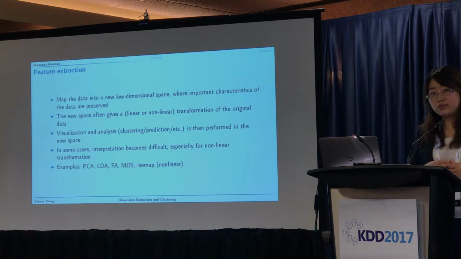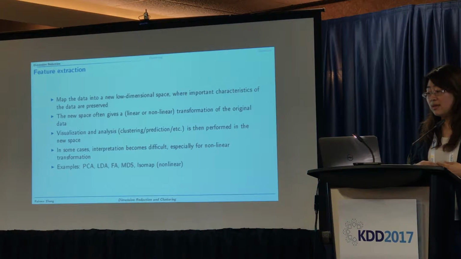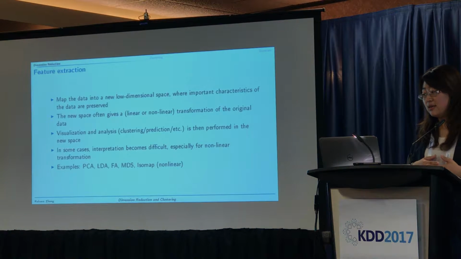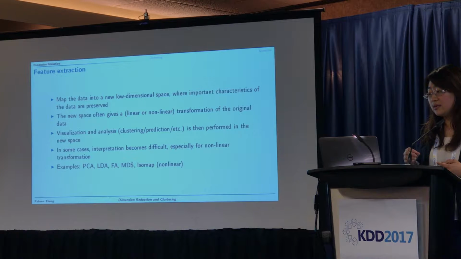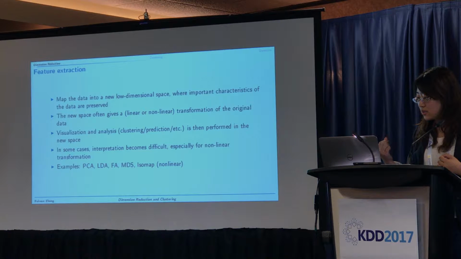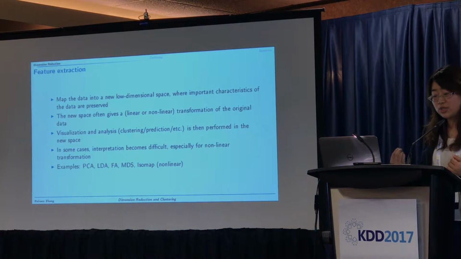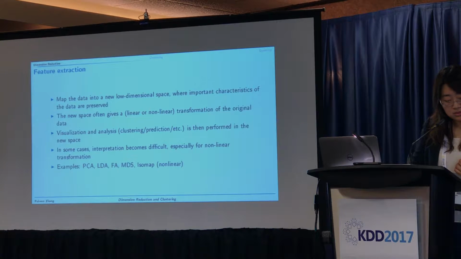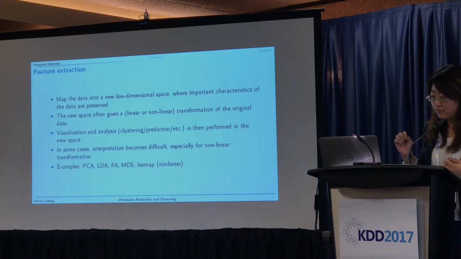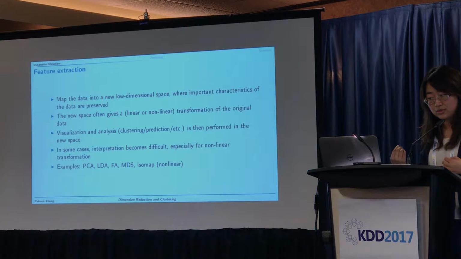For example, principal component analysis, which I will talk about later, gives a linear transformation. However, there are some nonlinear versions of PCA which project the data onto some kernel space. In the new space, we usually not just have a better visualization of the data, but also can understand the clustering and have a good prediction. And we also have less redundancy so that we can improve the prediction.